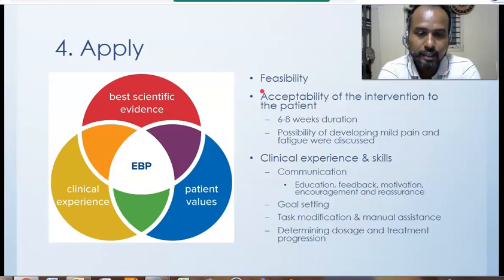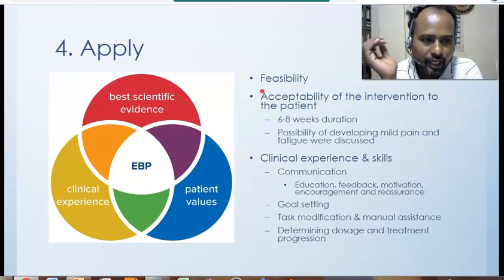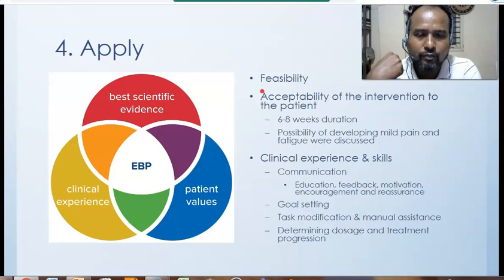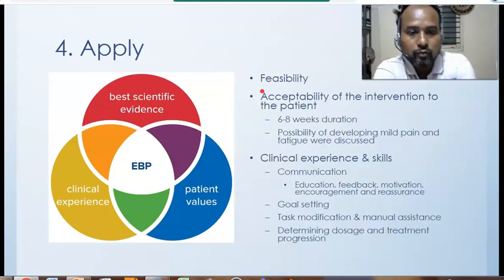So the patient has consented that he is willing to continue with 6 to 8 weeks of an exercise program, which can be a bit exhausting also, because he has to do a lot of sit to stand, so it's going to be a little difficult. And also I've explained that the patient is likely to develop mild pain and fatigue because of the nature of exercise, and my past experience with this form of exercise also tells that it is common for patients to experience tiredness after days of exercise, and also knee pain is commonly reported. So I've told him that this is going to be there.